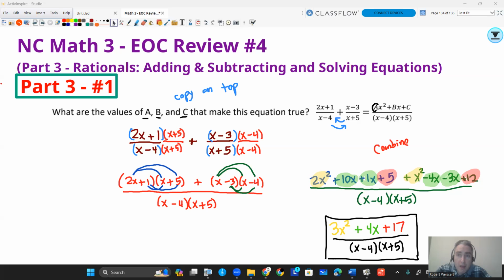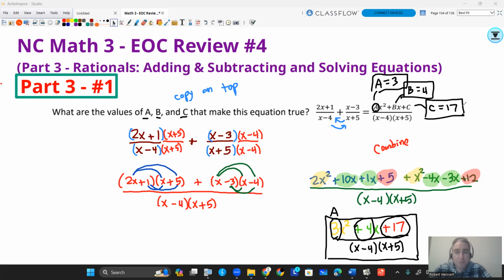So I know that A is this value. That's going to be your A. So A is going to be 3. I know that B is positive 4, since that's a plus 4. So B is 4. And I know that C, that constant number, is positive 17. So C is 17. And now I have all 3 of my constants, or my coefficients. That is how you do that question. 3, 4, and 17 are your answers. All right, write that down, pause the video if you need to, and let's go to the next question.